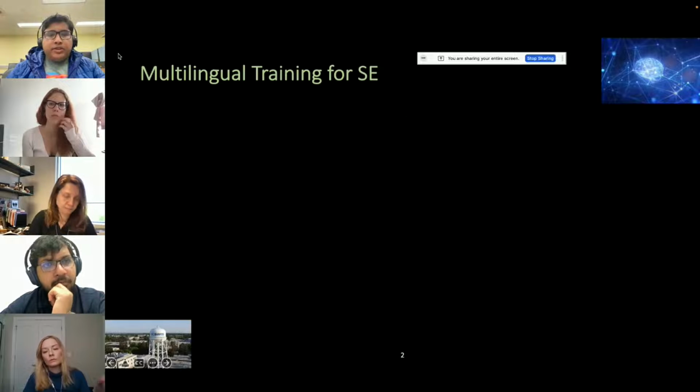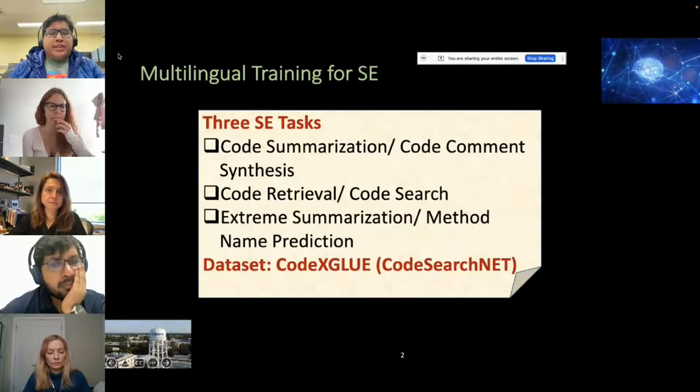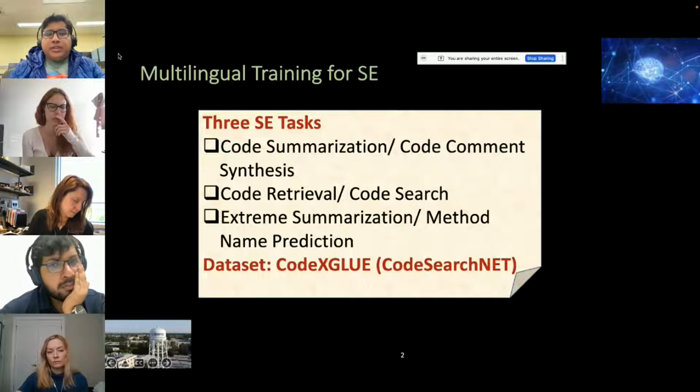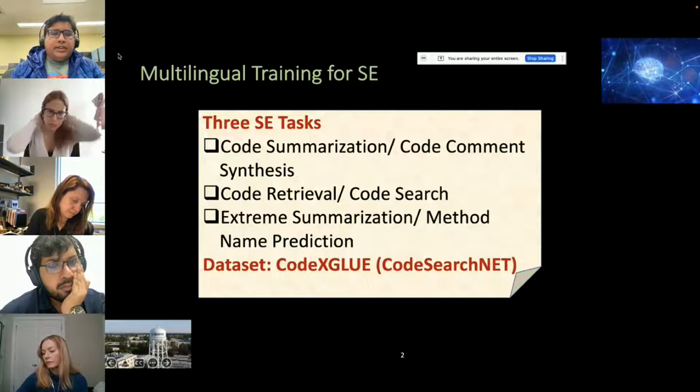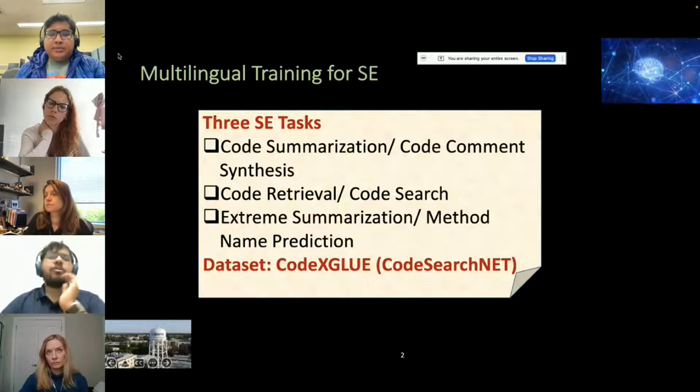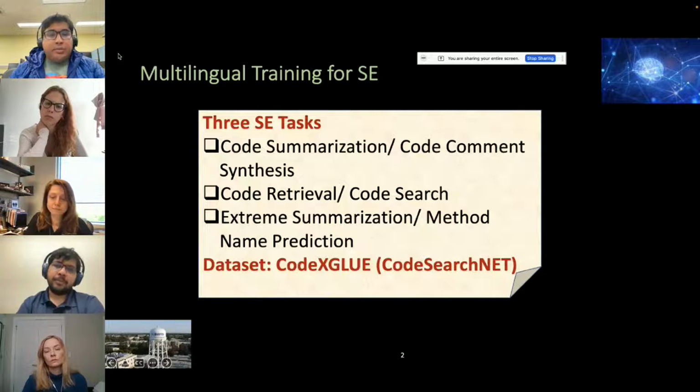So let me introduce the tasks first. These are the three tasks where we tried multilingual training. The first one, code summarization or code comment synthesis. The second one, code retrieval or code search from natural language description. And the third one, extreme summarization or method name prediction. For all these three tasks, we use the CodeXGLUE dataset, which is a modified version of CodeSearchNet. The data in CodeXGLUE comes from 6 different programming languages: Ruby, JavaScript, Java, PHP, Python, and Go.